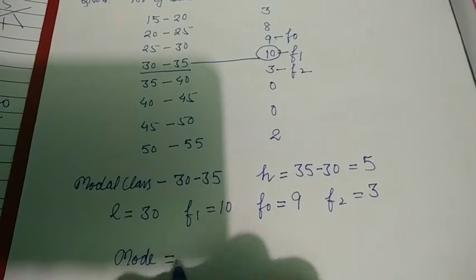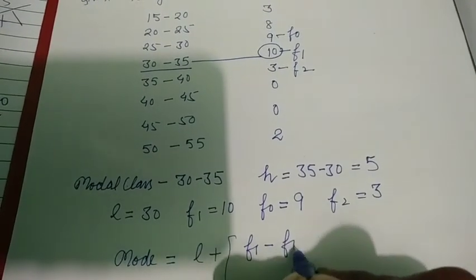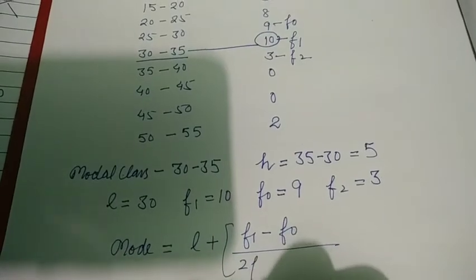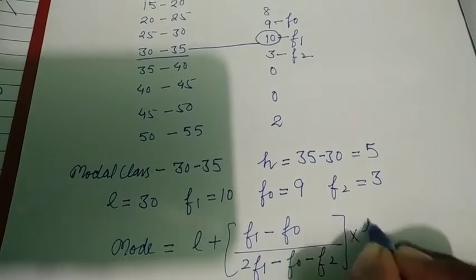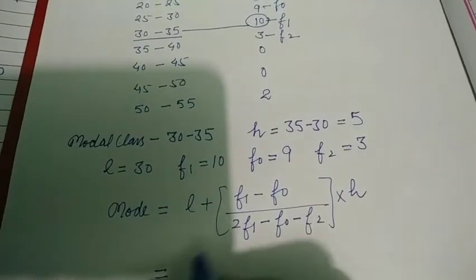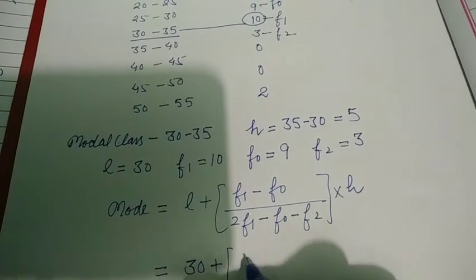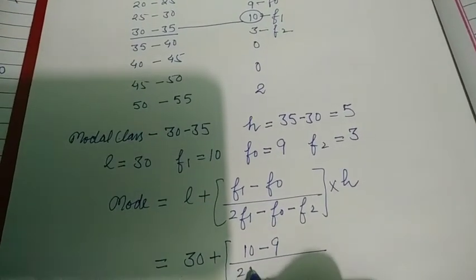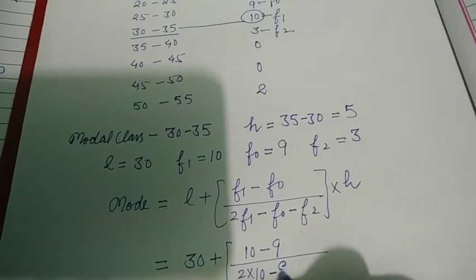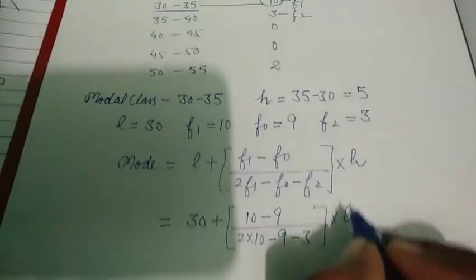And what is the formula? The formula is L plus f1 minus f0 upon 2f1 minus f0 minus f2, and multiply by h. Okay, now just put the values here. L is 30 plus f1 is 10, f0 is 9, upon 2 into 10 minus f0 is 9 minus f2 is 3, multiply by h. h is 5.